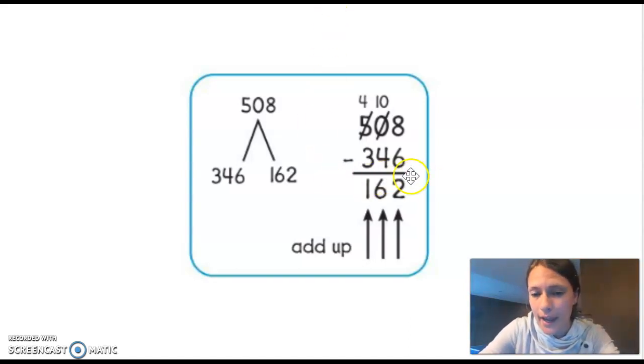Okay, so now if I add up 100 plus 300s equals 400s. Okay, that's good. 6 plus 4 equals 10 tens. 2 ones plus 6 ones equals 8 ones. So I know that my answer is correct. I checked my work.